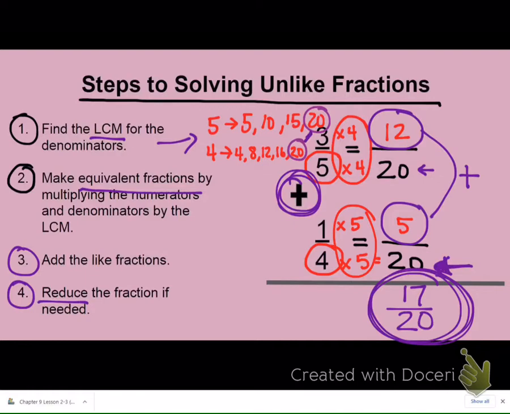Number 3, go ahead and add those fractions now that you have like denominators. And then the last step, after you've added them, is you're going to simplify or reduce that fraction as needed. Sometimes you don't need to, like this example. Sometimes you will.